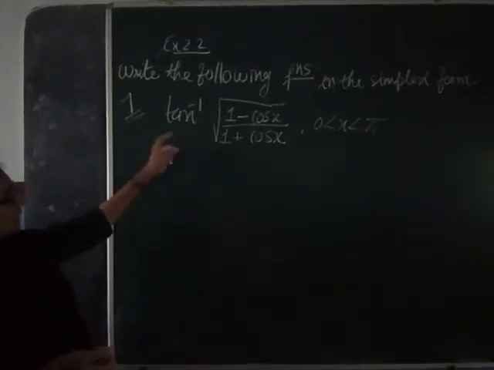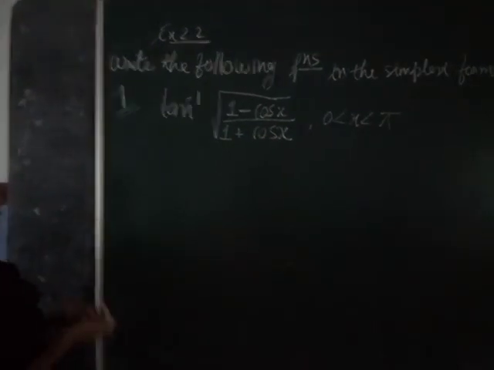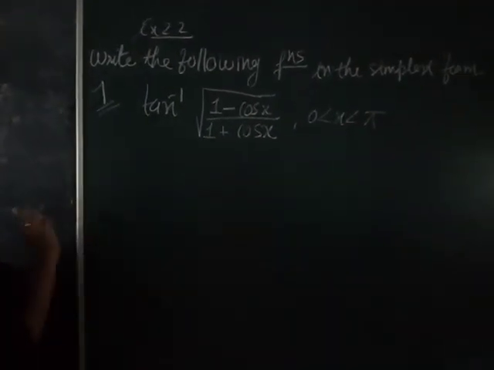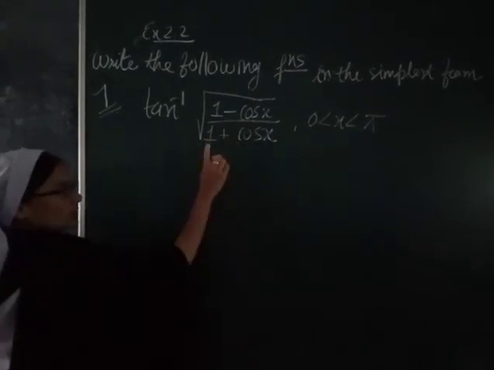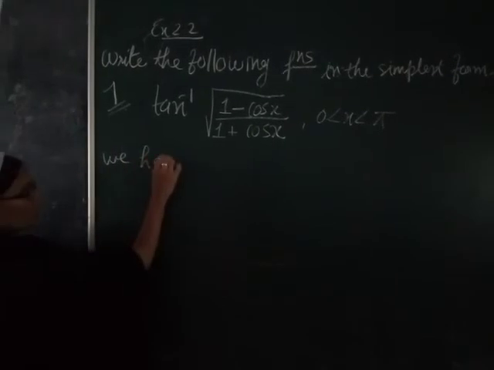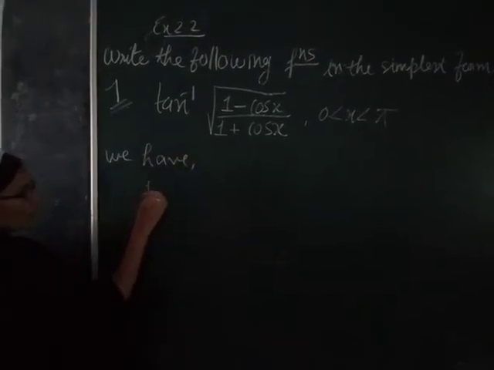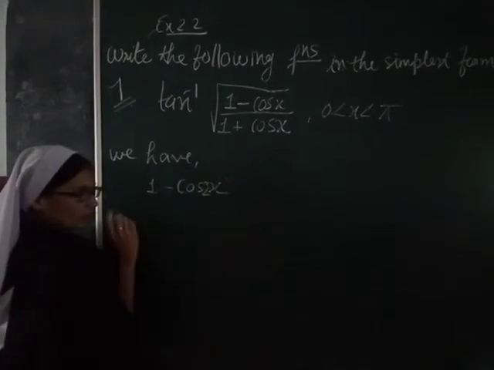Question number 7. Tan inverse square root of 1 minus cos x by 1 plus cos x. So now here also we have to write the simplest form. I am going to use the formula. 1 minus cos x, 1 plus cos x. We have got the result. We have just used it before. 1 minus cos 2x, that is what you have learned.